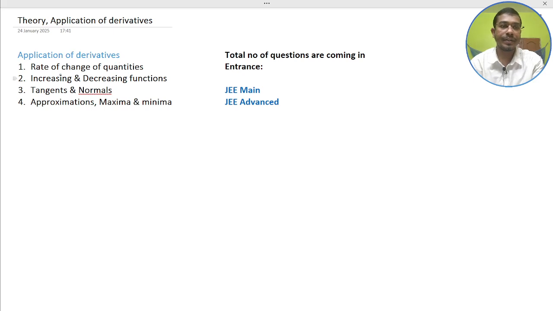So we will cover here the rate of change of quantities, increasing and decreasing functions, tangents and normals, approximation, maxima and minima. The total number of questions coming from this chapter in JEE Main is 2 or 3, and in JEE Advanced 2 questions come from this chapter. So let's get started.